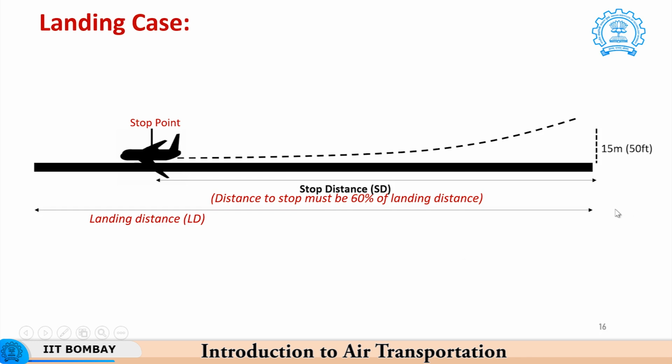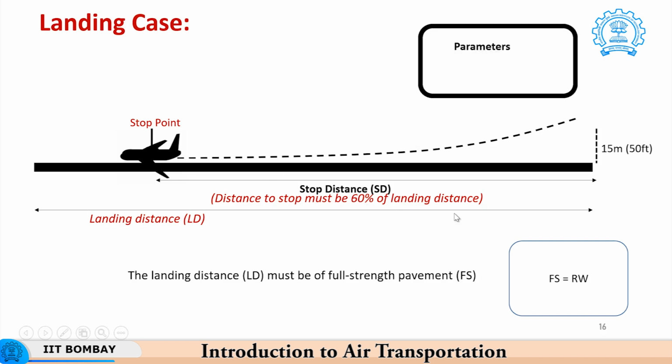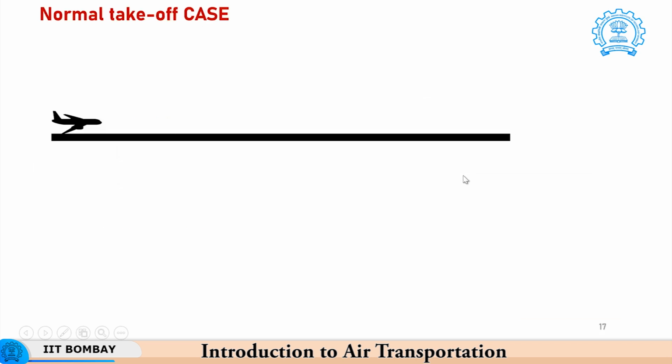So, landing distance is from the obstacle height to the end, where the obstacle comes to an end. The distance to stop must be 60% of the landing distance. That means, if you look at the parameters that you will get out of this particular exercise, you will get the stopping distance and the landing distance, which are both the same in this case.